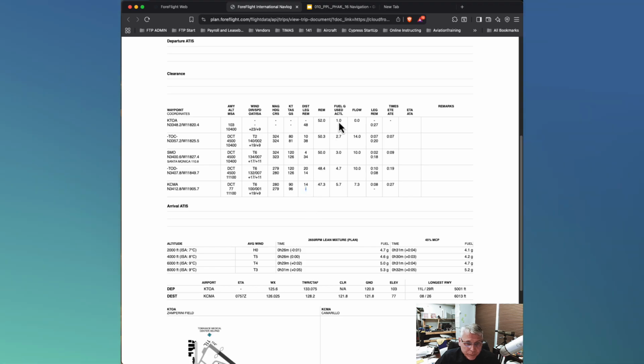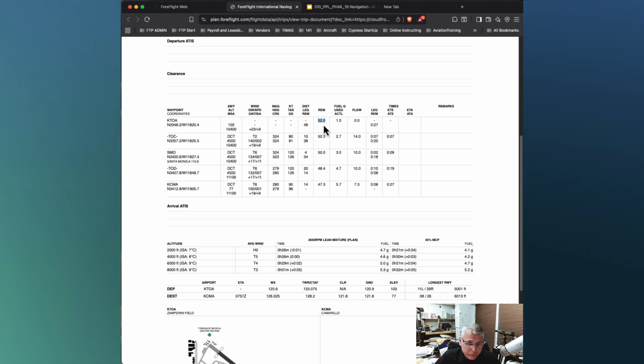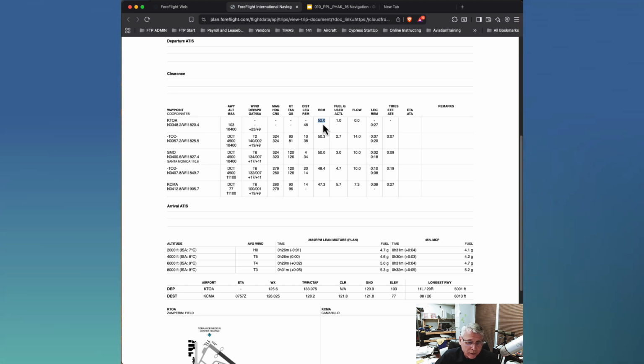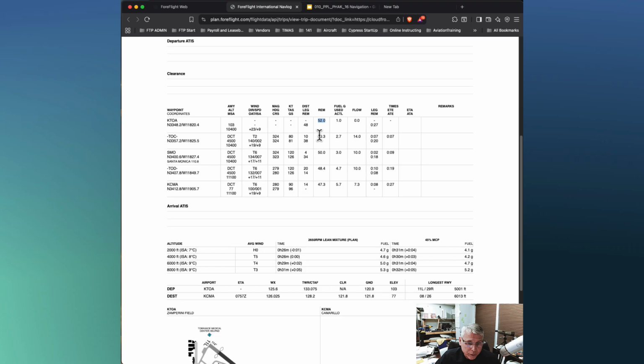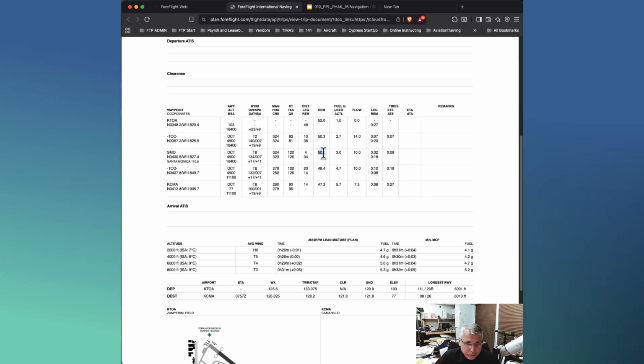And then over here, this is speaking to fuel. We take off with 52 gallons. We burnt 1 gallon on the ground for taxi and run up. This is how much fuel we have at this position. At Santa Monica, we have 50 gallons. At top of descent, we have 48.4 gallons. At Camarillo, we have 47.3 gallons. And that's what we should have when we land.